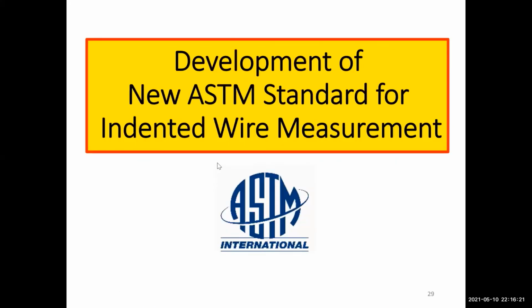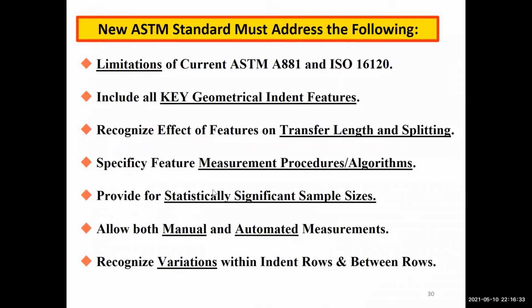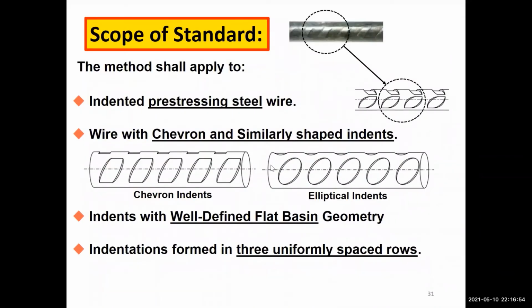So we pretty much know the important influences, at least to the best extent currently available. And we're in a position now to develop a new standard for making indent measurements. The standard is to address the current limitations of the existing standards, include the key geometrical features, and we also want to provide the capability of doing both manual and automated measurements, and recognize some of the detailed characteristics from row to row and so on.